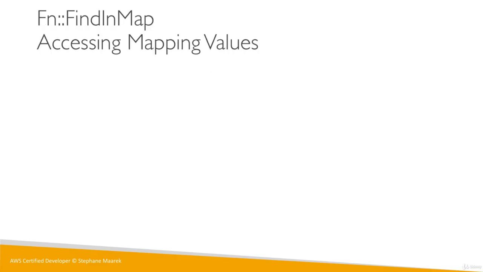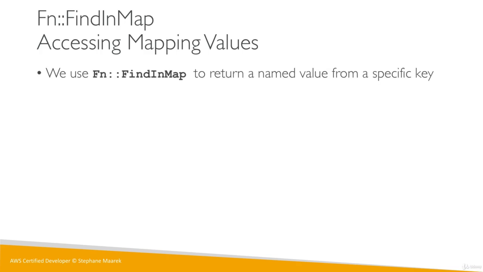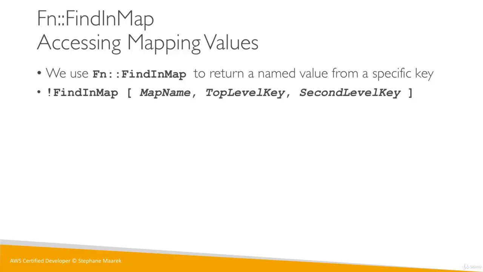Now to access the mapping values, there's this function called Fn::FindInMap. And basically it returns a value from a specific key. And the shorthand syntax is this one. We use !FindInMap with a little exclamation point, and we have to give the map name, then the top level key and the second level key. So 3 parameters right here. And so that's something you should know for the exam, just the syntax of it, okay?